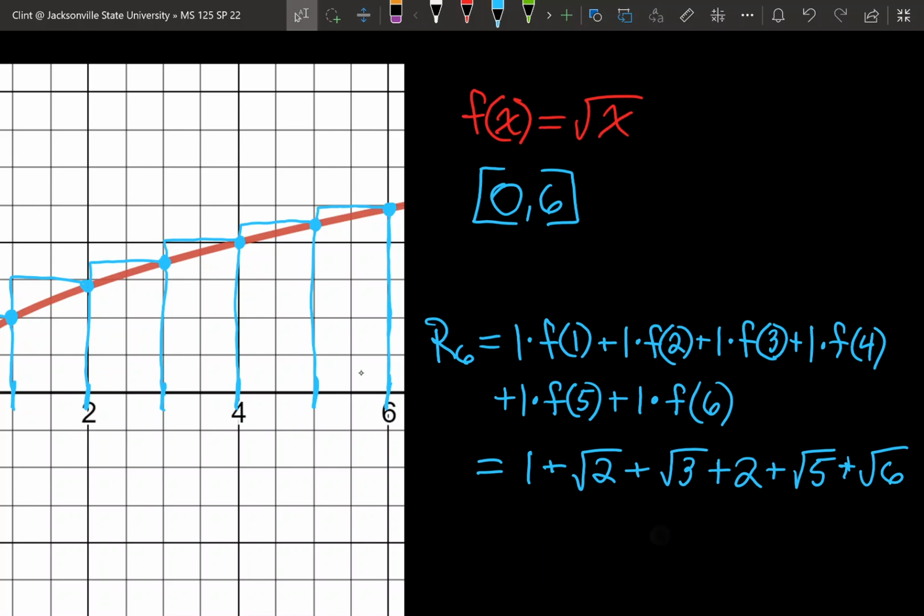So now we just want to add these up, okay, to figure out R6. So I'm bringing out a calculator. So we're just going to get a decimal approximation. We're just approximating anyway, so that's okay. So 1 plus square root of 2 plus square root of 3 plus 2 plus square root of 5 plus square root of 6. Whoa, I accidentally made a nested square root. That's not what we want. That's a whole nother class. Thank goodness.